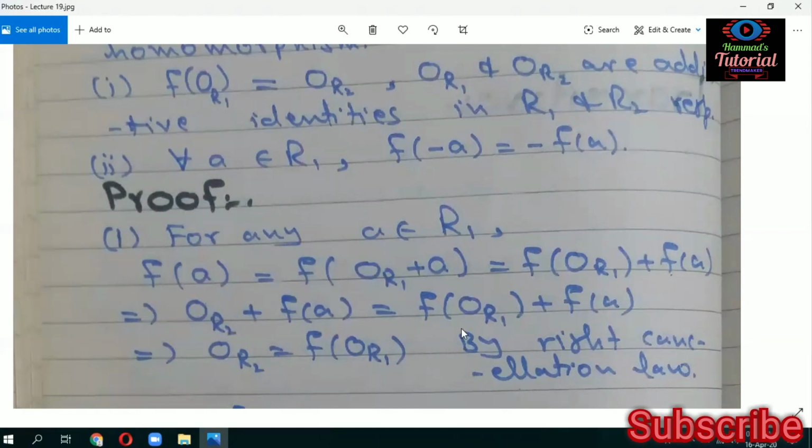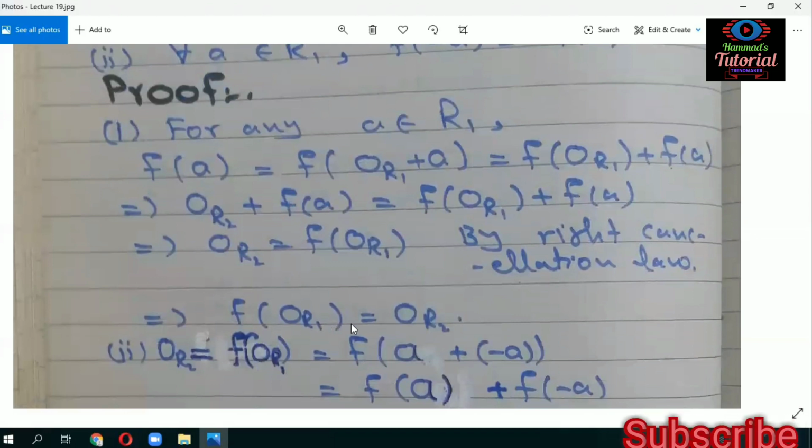Now as this R2, which is a ring, is under addition a group, under addition the cancellation law will definitely hold. It means this F of A will be cancelled by this F of A, and what we will get is 0 R2 is equal to F of 0 R1. It means F of 0 R1 is equal to 0 R2. So this is what we had to prove. Now we prove the second part.